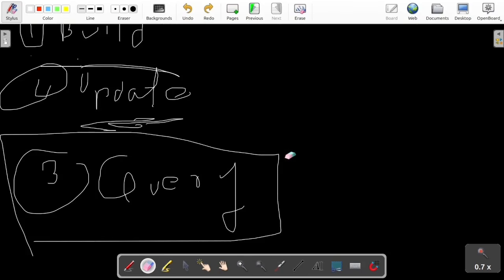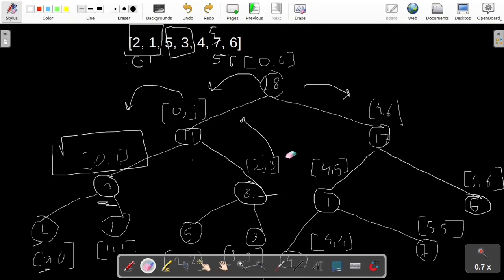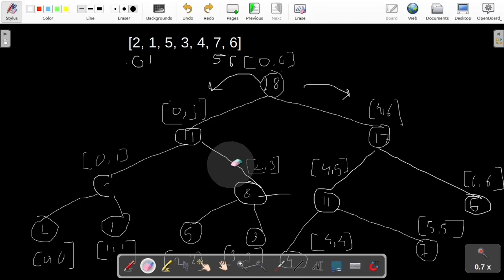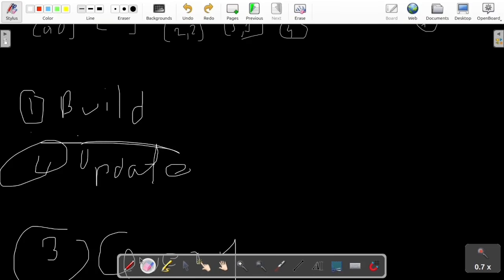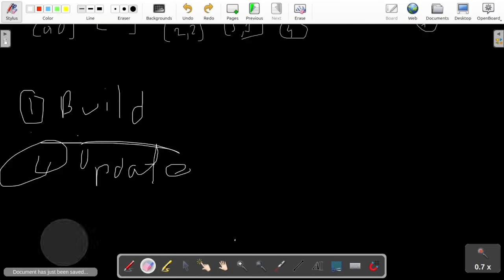What happened to my undo? My undo is not working. Just give me a second. Okay. I think this is enough. Fine. Let's remove this also.